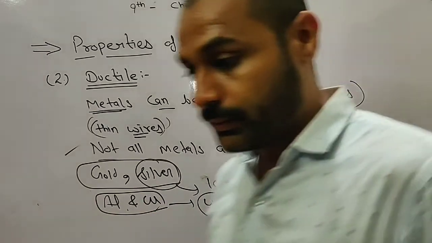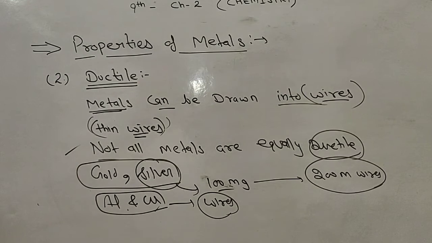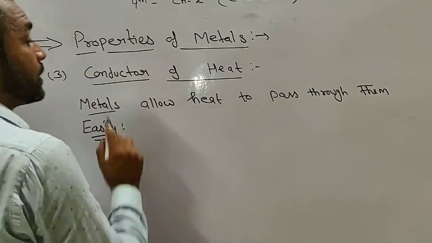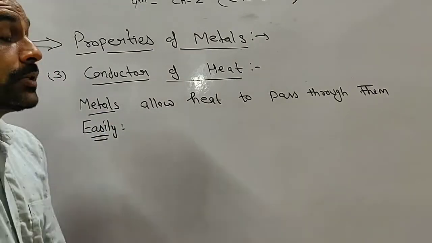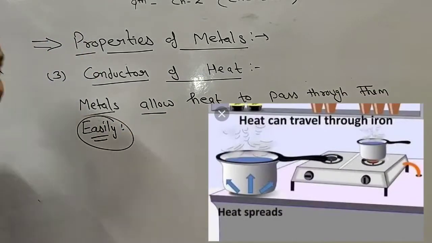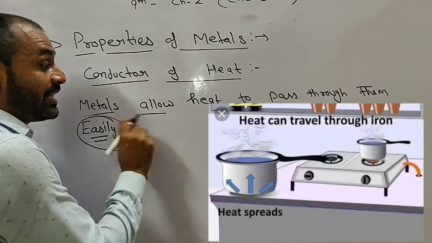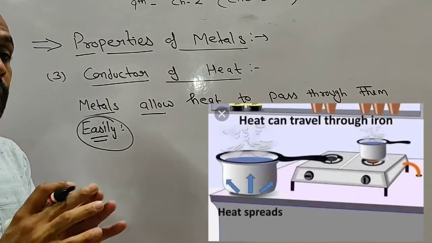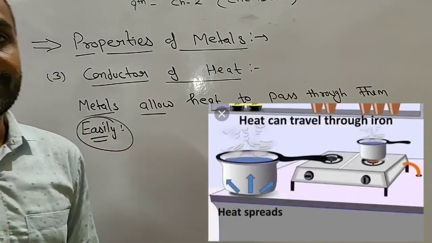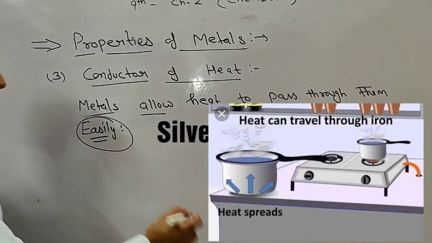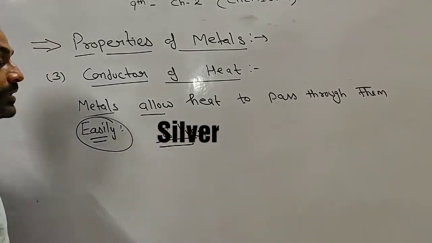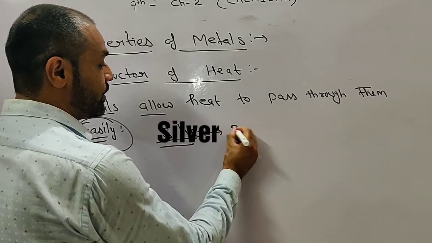Fine. And the third property is conductor of heat. Metals are good conductors of heat. It means metals allow heat to pass through them easily. Different metals show different conductivity of heat. Not all metals are equal conductors. In the same way, silver is the best conductor of heat.